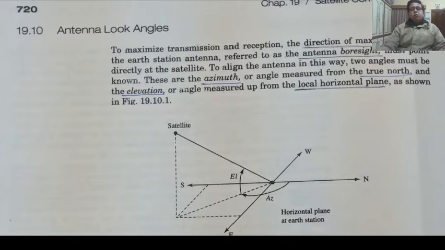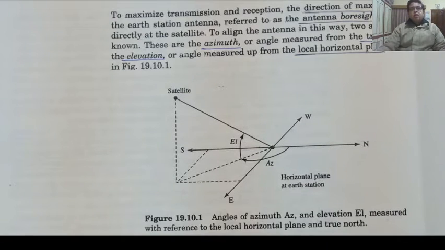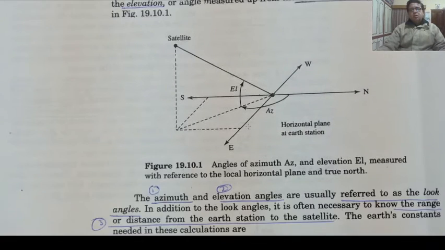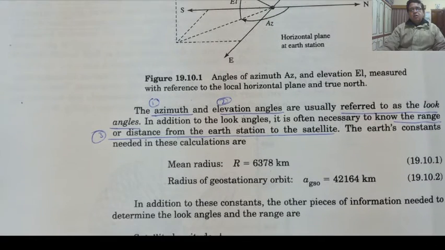Today we are continuing the topic antenna look angles. In the last lecture, we saw that there are two angles, azimuth and elevation, which are known as look angles, and these are important to maximize transmission and reception, the direction of maximum gain of the Earth station. This is the figure from which we see azimuth angle and elevation angle.